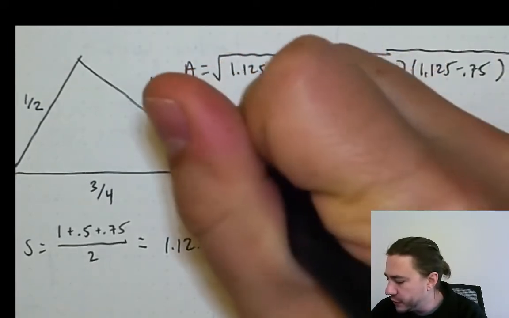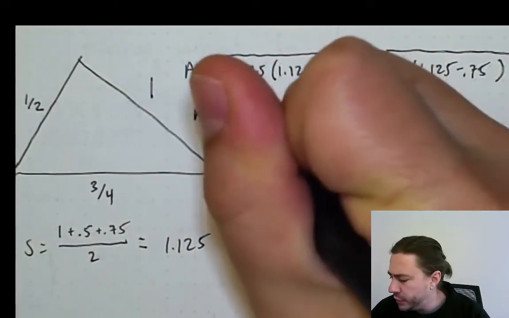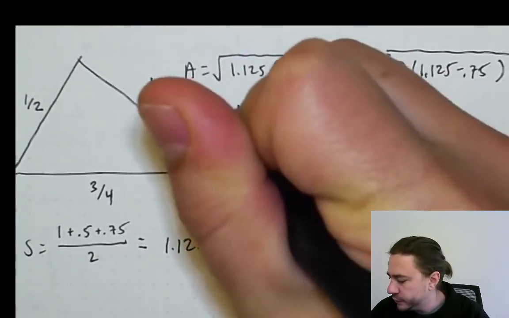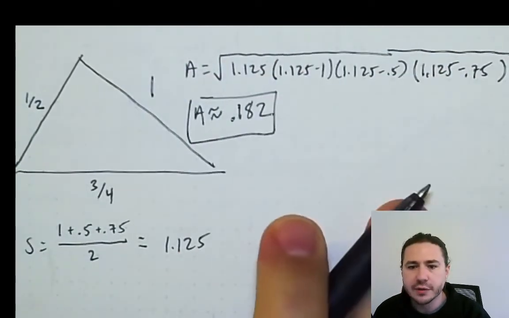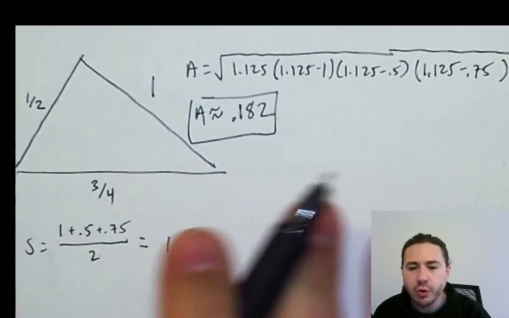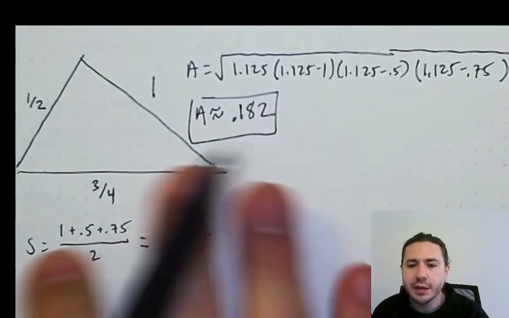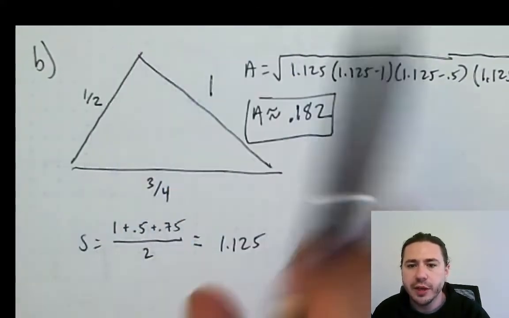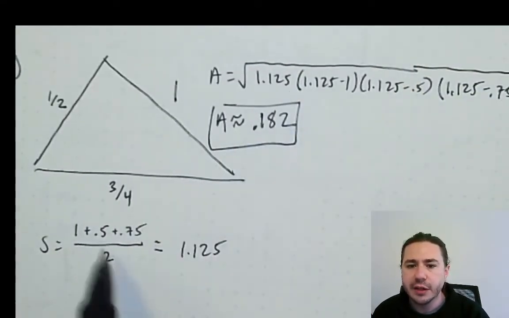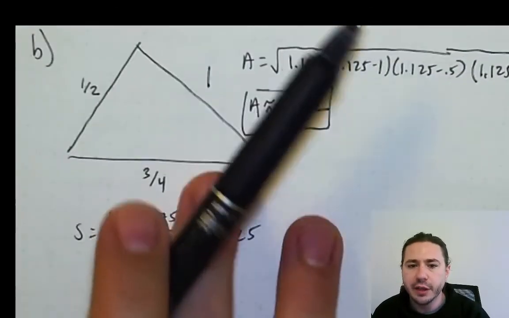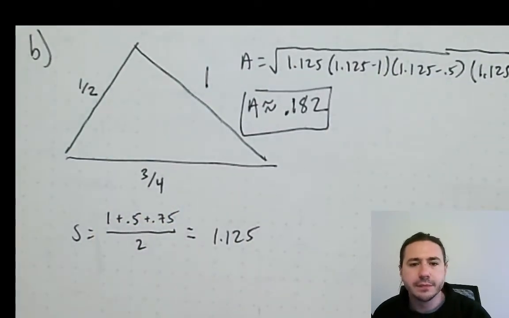You should get approximately 0.182 square units. We're going to work all these out basically the same way. So, just know that we're just plugging these numbers in. We've got to find the half perimeter and then just plug everything in. Let's take a look at C.